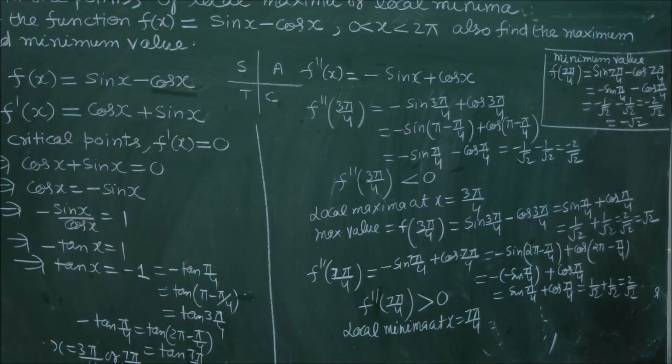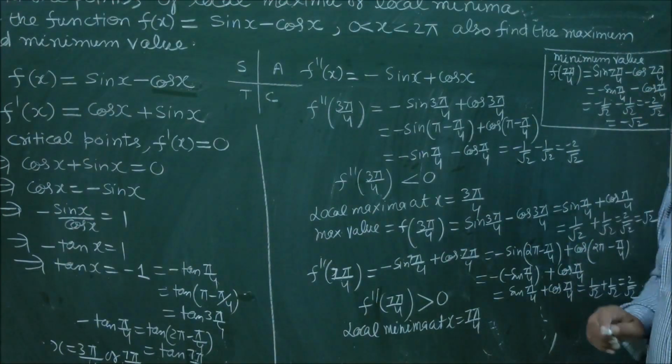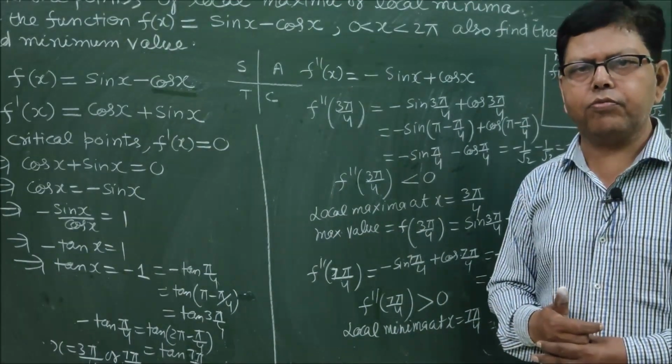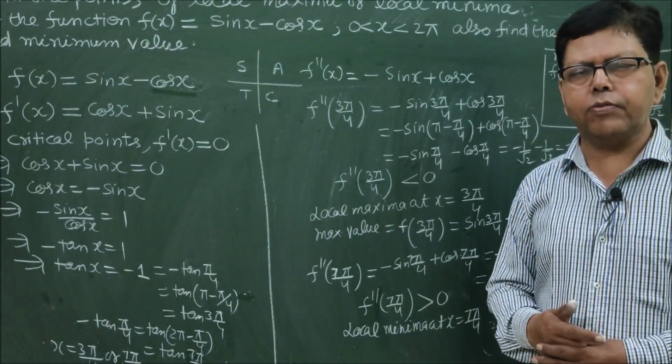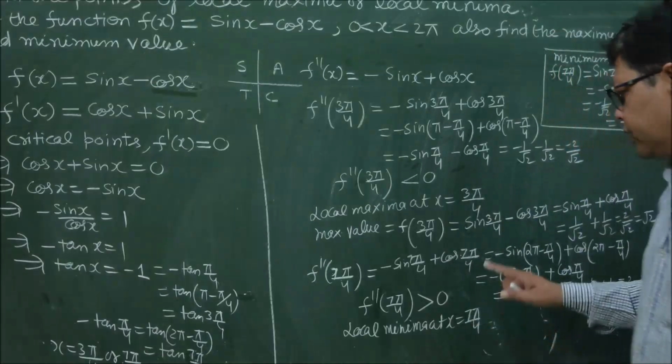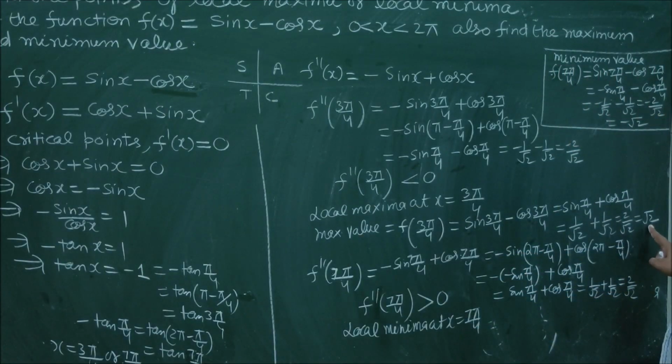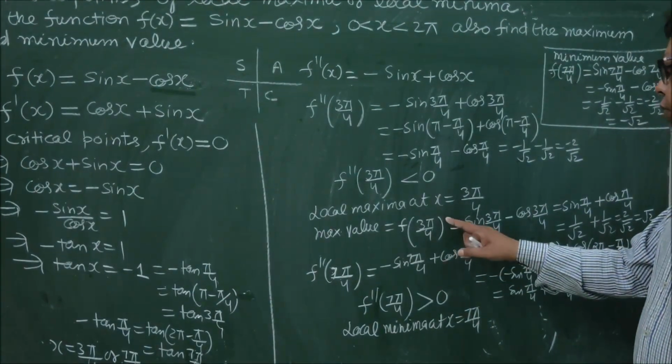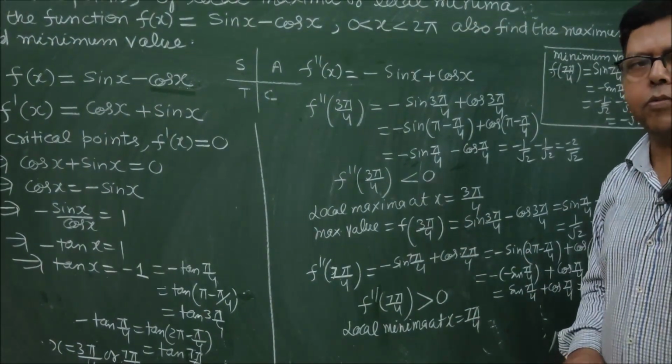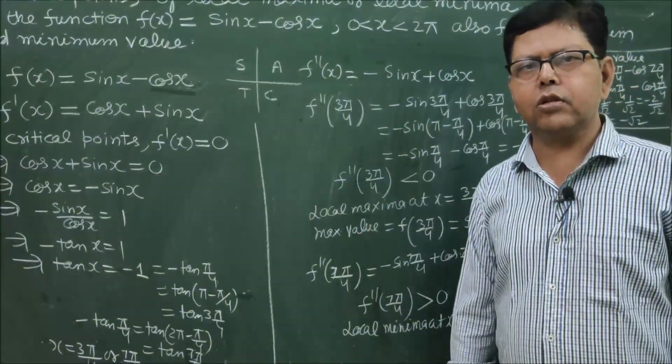So the minimum value of the function is minus root 2, which occurs at x is equal to 7π/4, and the maximum value of the function is plus root 2, which occurs at the point x is equal to 3π/4. So with this the question is complete.